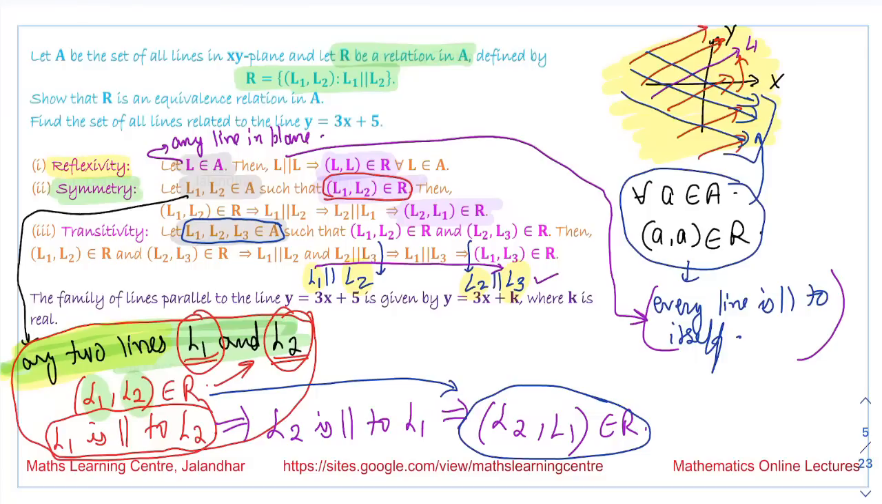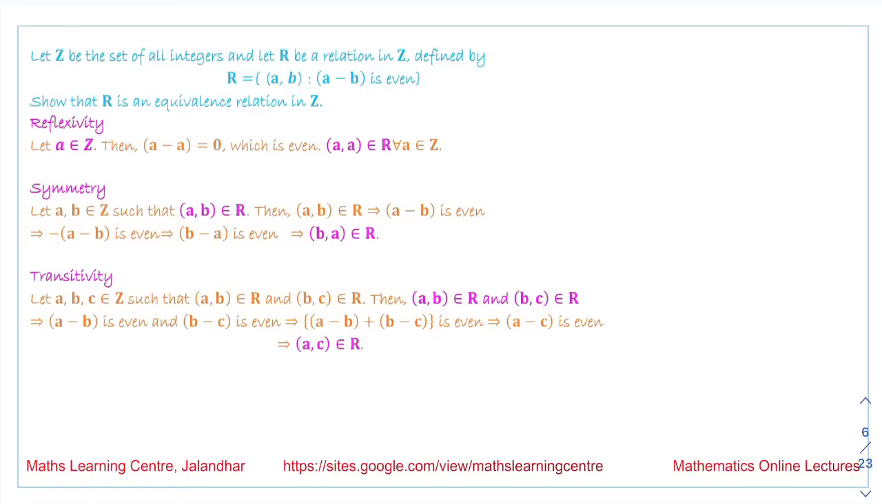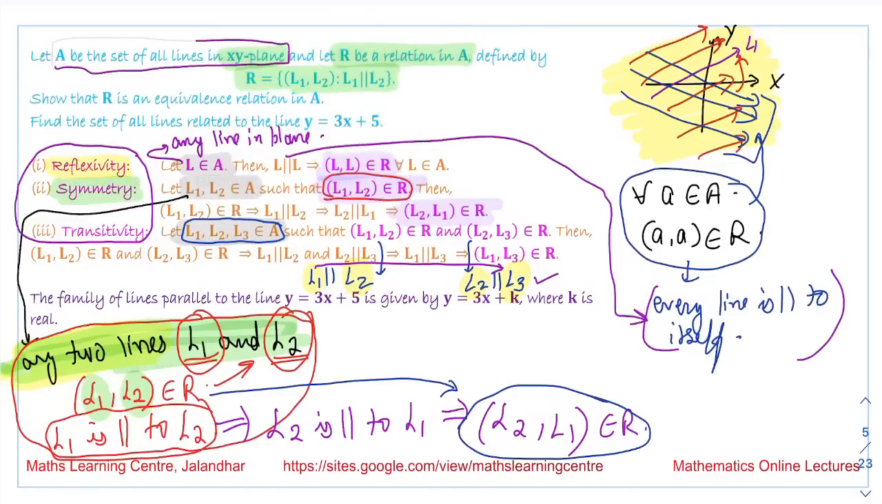So we are saying this relation is an equivalence relation. That is, it is satisfying all three properties: it is reflexive, symmetric and transitive. It is important to note over here that A is the set of all lines in the XY plane. We are not talking about three-dimensional space. The conditions might be different over there. We will see in our next chapters.